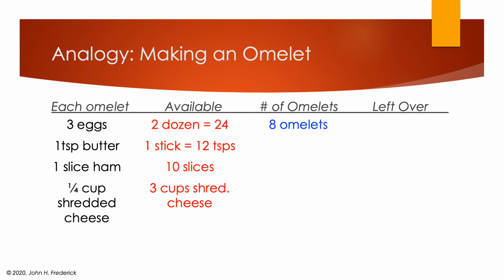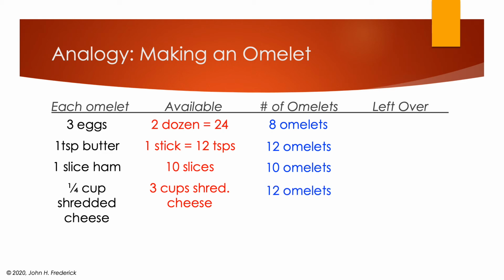I need 3 for each omelet, so 3 divided into 24 gives me 8 omelets. I can make 8 omelets with this number of eggs. With a stick of butter, that's equal to 12 teaspoons, so 1 teaspoon of butter is needed for an omelet, so that means I can make 12 omelets with the butter. With the ham, 10 slices, 1 slice per omelet, I can make 10 omelets. The shredded cheese is a little harder, but if a 1/4 cup of shredded cheese is needed for every omelet, then I can make 4 omelets with 1 cup, and if I've got 3 cups, I can make 12 omelets.